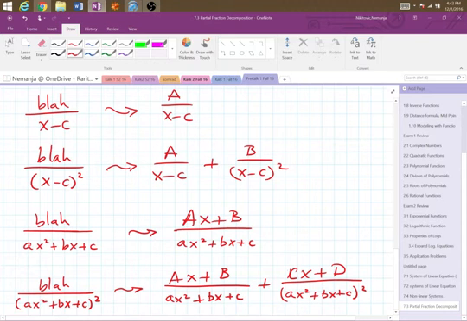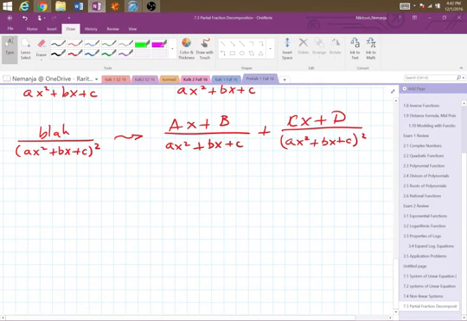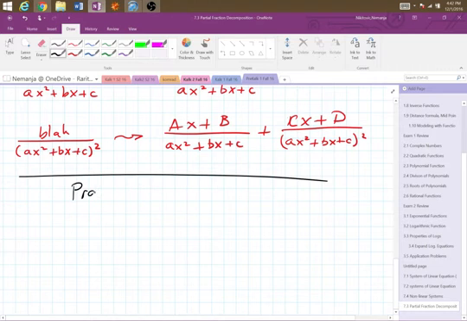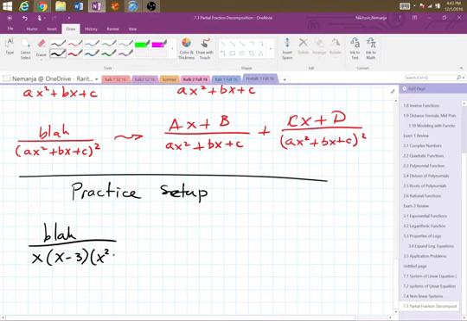Calculations come later. So first, let's do a setup problem. We won't be solving this one. I just want to practice setup. So let's say you have x, x minus 3, x squared plus 100. You can pile them up as many as you want and whatever type. So this is how I do this. X is a linear, so A over x. Plus x minus 3 is a linear. Well, A is taken already, so B over x minus 3.